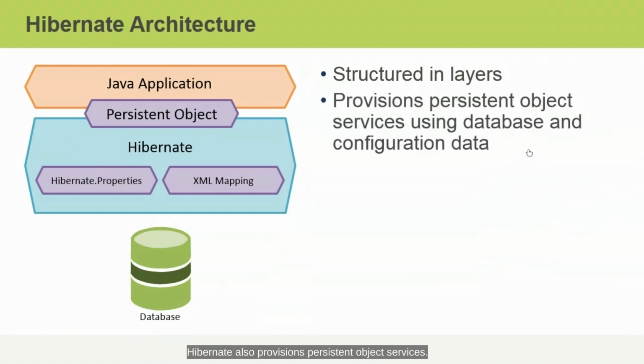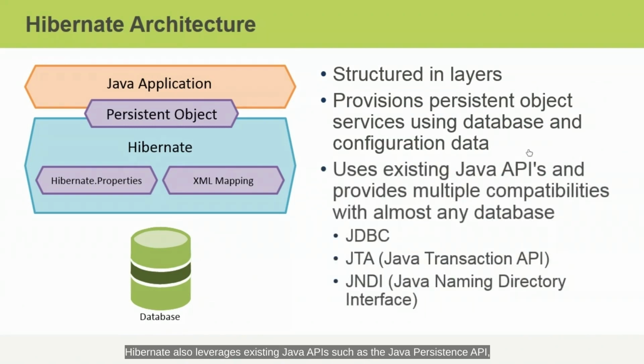Hibernate also provisions persistent object services, meaning it ultimately facilitates persisting and reading data from a database without having to worry about implementing our own data access layer, which, as you may or may not know, is a huge endeavor in and of itself. Hibernate also leverages existing Java APIs such as the Java Persistence API, JDBC, JTA, and JNDI, just to name a few.